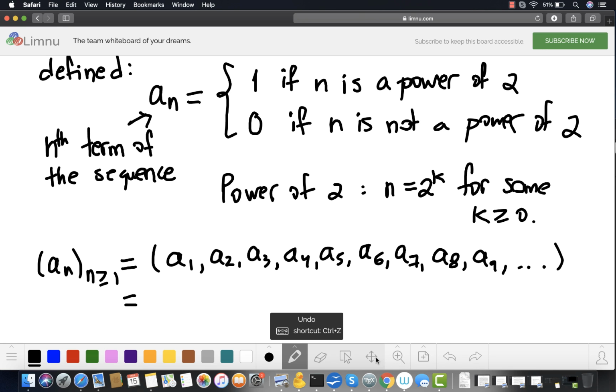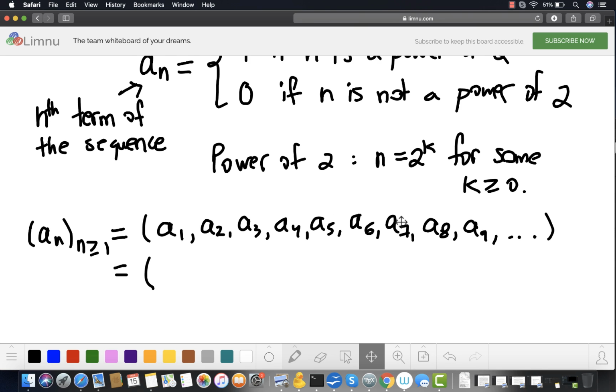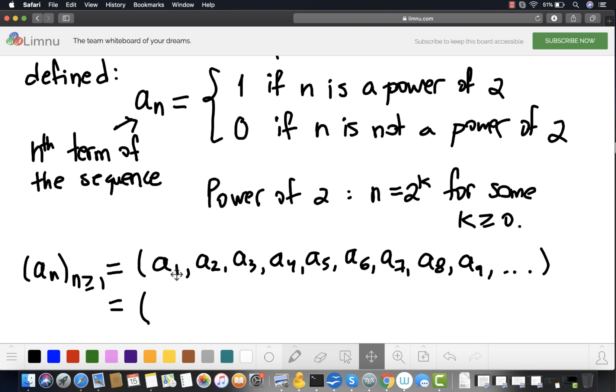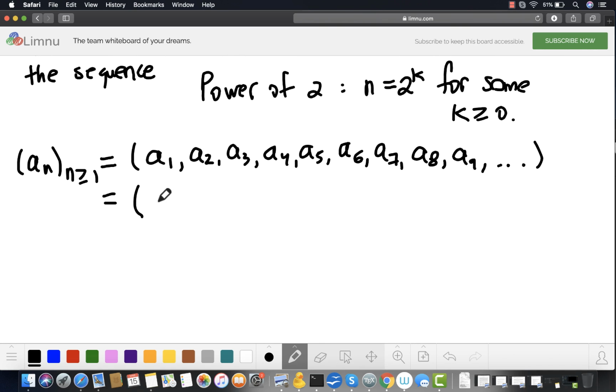So let's see. The first term, a sub 1, according to the definition, is going to be 1 if the index, namely 1, is a power of 2, and it's going to be 0 if n is not a power of 2. In this case, for the first term, n is 1. Is 1 a power of 2? Yes, because 1 is 2 to the power of 0. So because n is a power of 2, a sub 1 must be 1. So a sub 1 is 1.